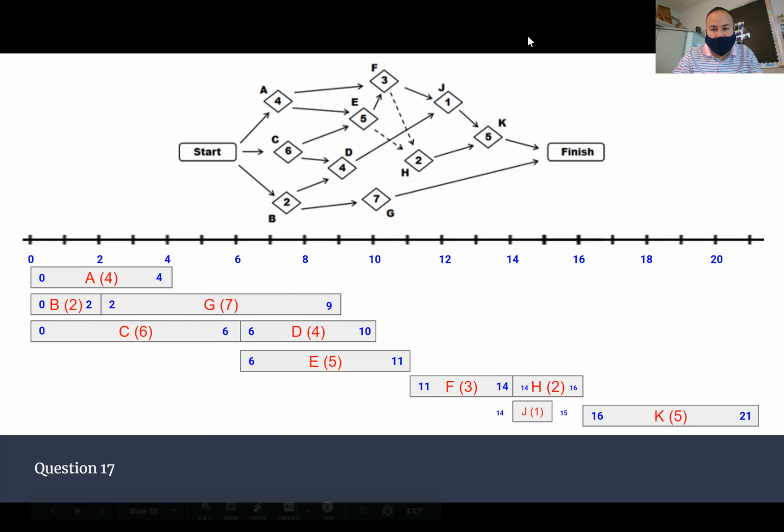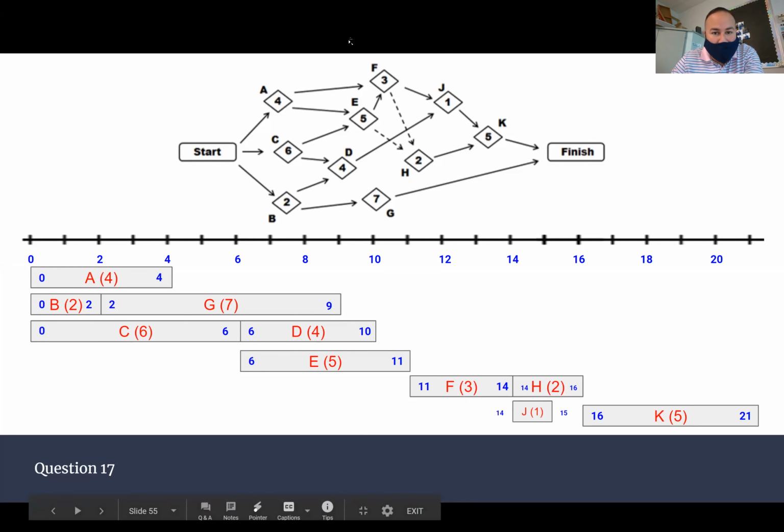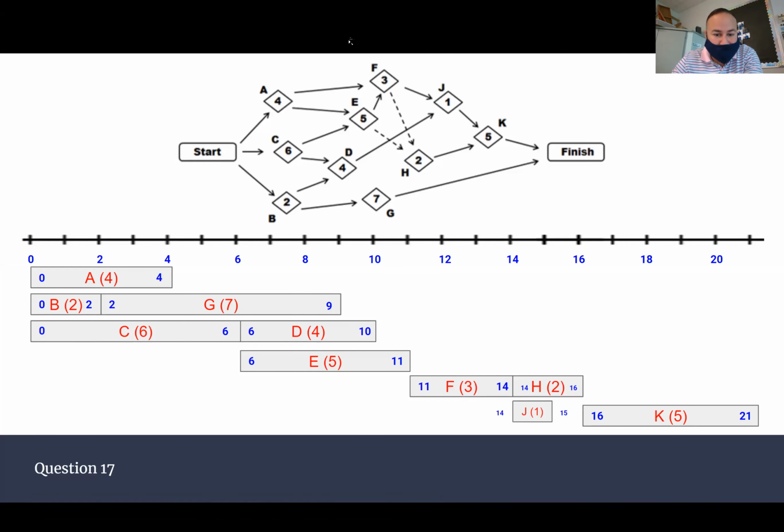Okay, so this is where we left off on Wednesday, where we finished, I think, question 17. Correct me if I'm wrong, or if we got a little bit farther than this, let me know, guys. Let's just recap really quick before we move on what we're talking about with this project management stuff.